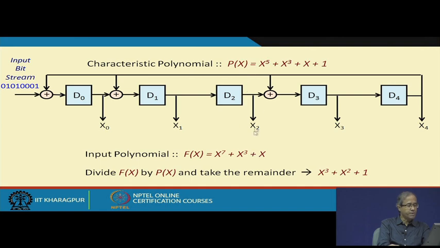So, we are dividing f(x) by p(x) and taking the remainder. If you do it by hand, with modulo 2 division, you can check that the remainder is coming as x cube plus x square plus 1. Let us see whether this hardware also generates the same thing. So, we load it to the initial seed like this.